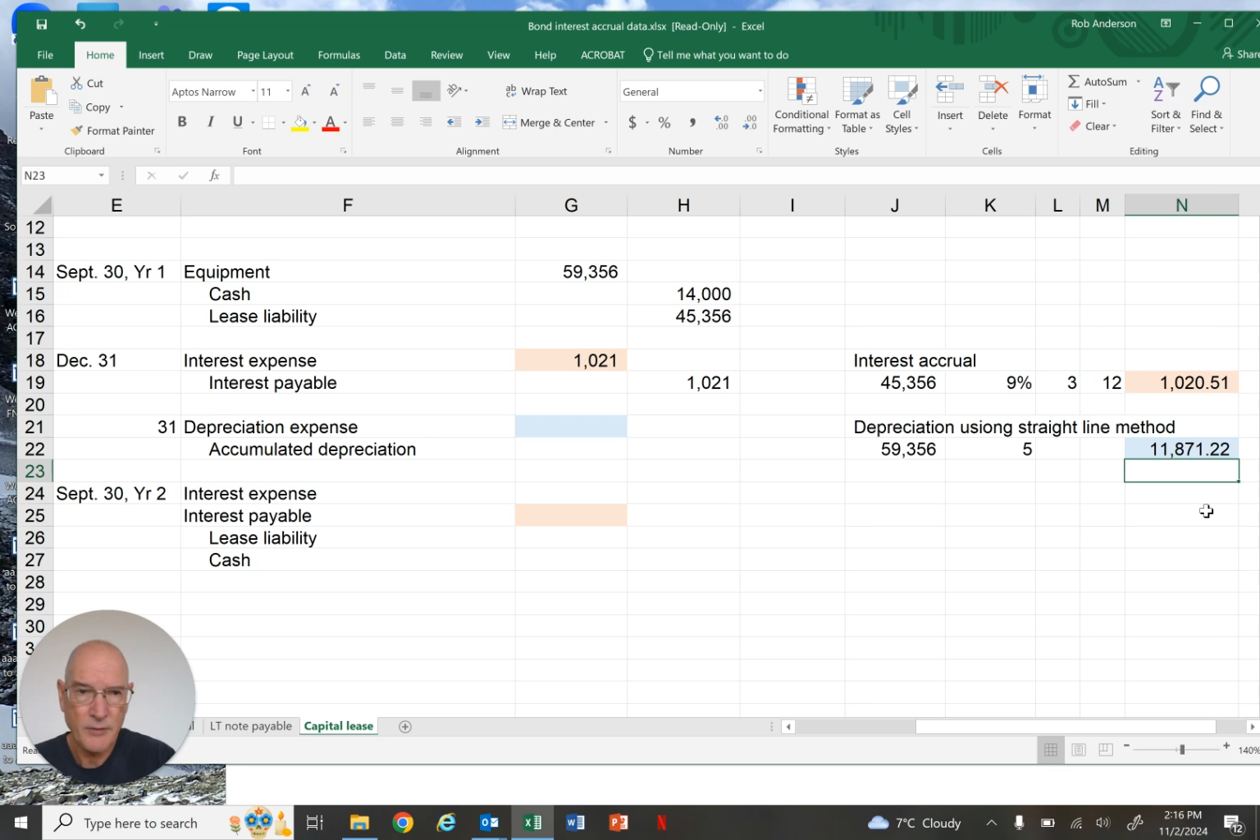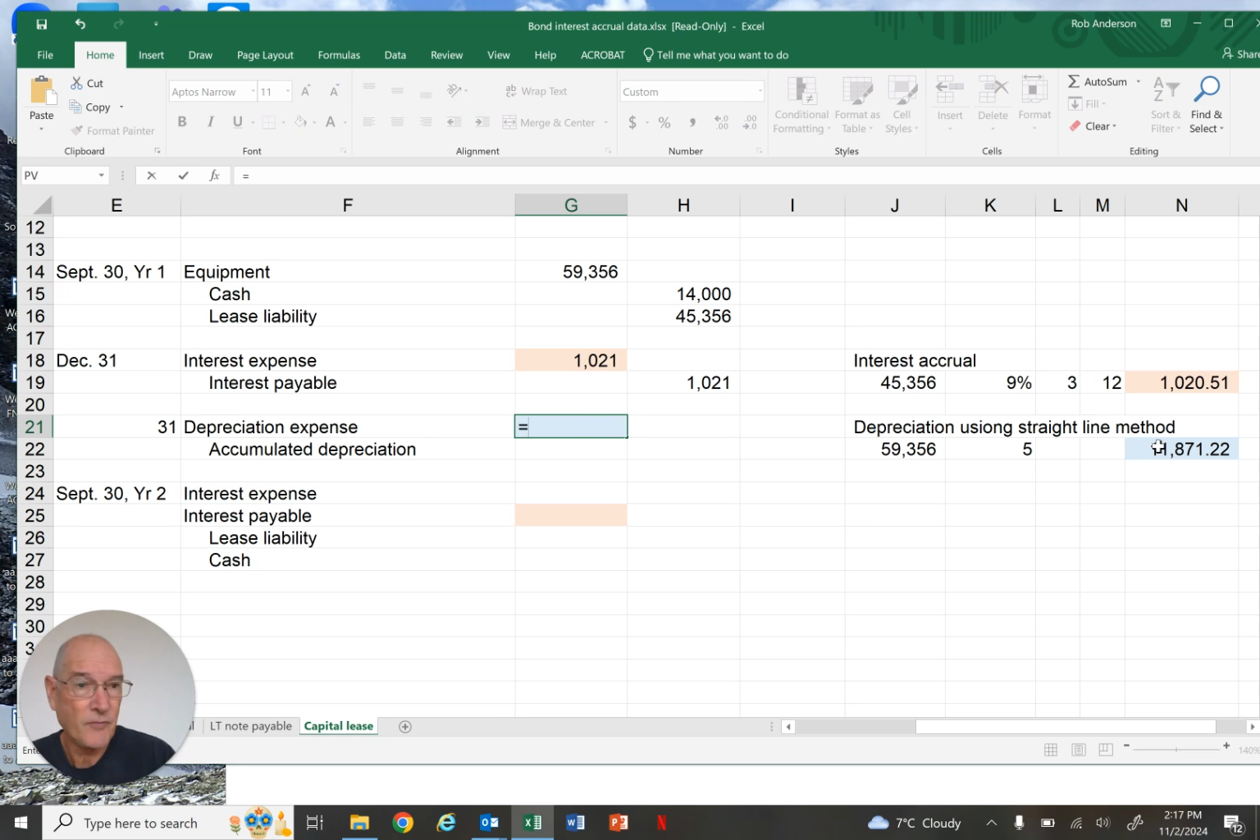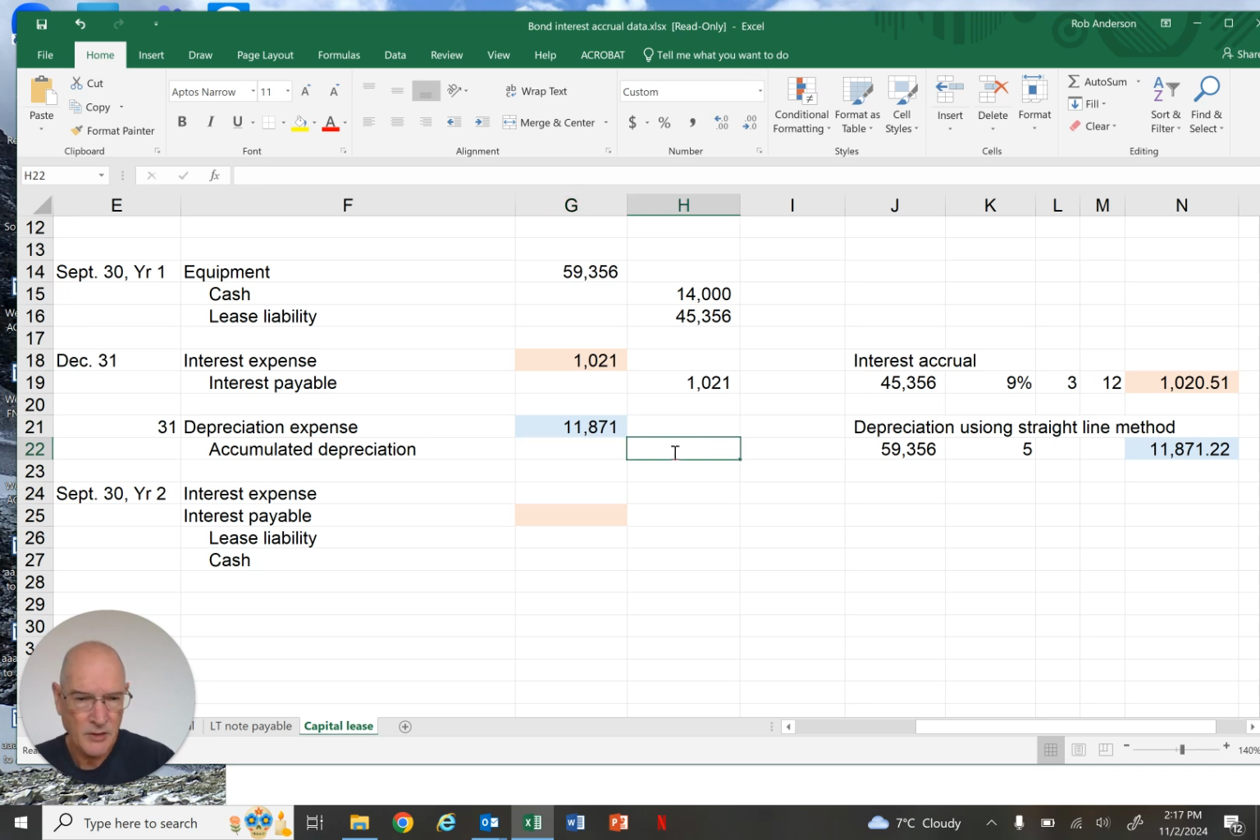And there's our amount. Okay, so that's straight line depreciation, everybody's best friend when it comes to depreciation. I'm sure you remember straight line. So that number goes here. So here's our journal entry on December 31 for depreciation expense and accumulated depreciation.